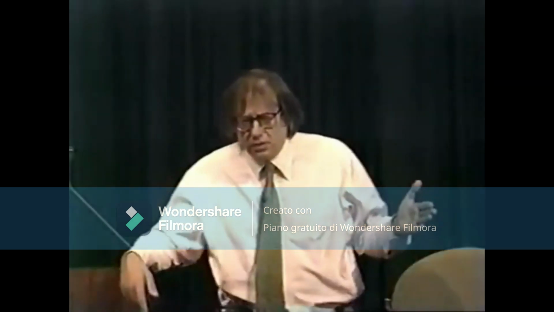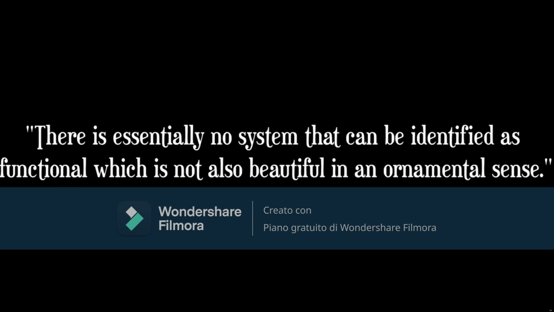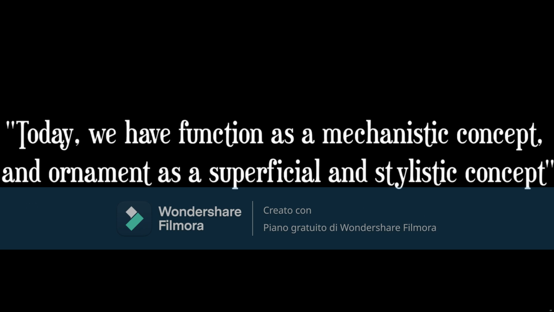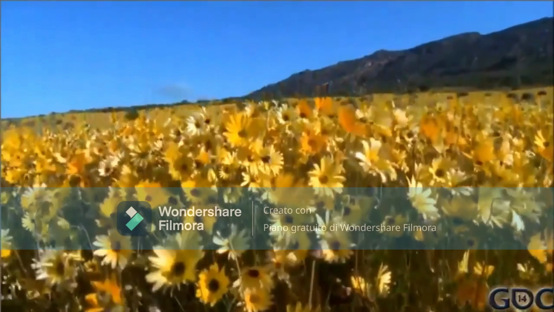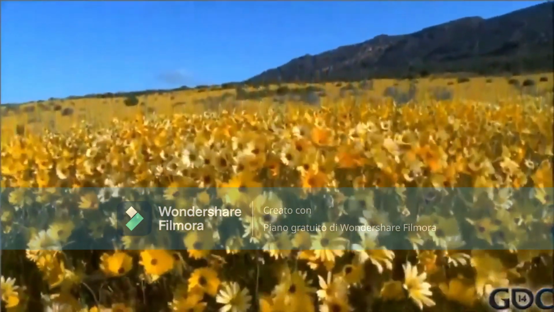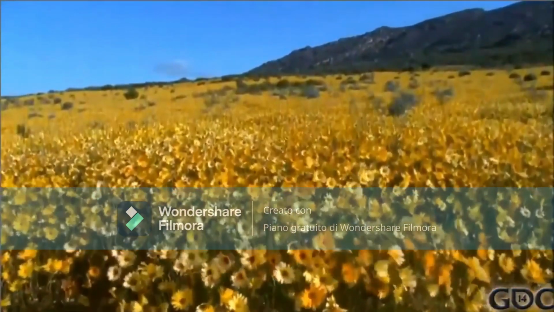According to Christopher Alexander, the division between form and function is an illusory one. He states, "In nature, there is essentially nothing that can be identified as a pure ornament without function. There is essentially no system that can be identified as functional which is not also beautiful in an ornamental sense. Today, we have function as a mechanistic concept, and ornament as a superficial and stylistic one." In essence, beauty in nature always has a function, whether it be the fact that the beauty of flowers is meant to entice insects, or how the peacock's plumage exists to impress mates.